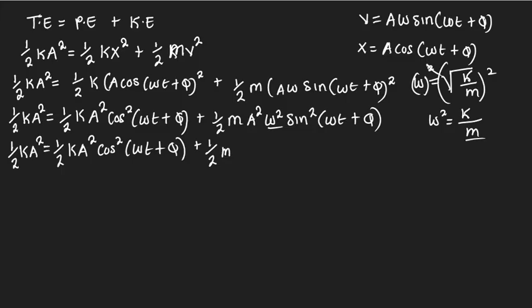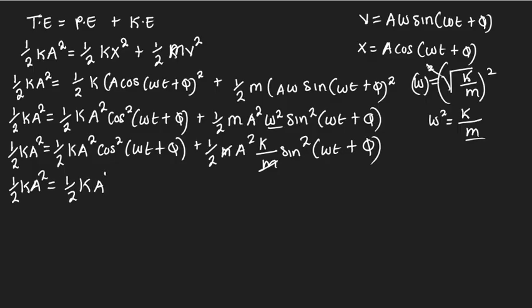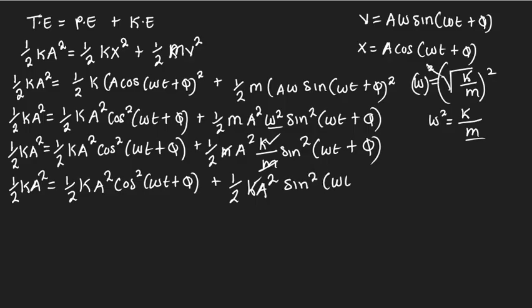I can put my M there. Then, of course, my A there. Then, where there is W, I can replace with K over M. Then, sine power 2, then WT plus phase. Okay. Then, that guy and that guy can cancel. So, I'm going to get 1 over 2 Ka power 2 is going to equal to 1 over 2 Ka power 2 cosine to the power 2, then WT plus phase plus 1 over 2 Ka to the power 2. Okay. So the K is here and I've put it here. Then we've cancelled the M. So then this is going to be sine power 2, then WT plus phase.